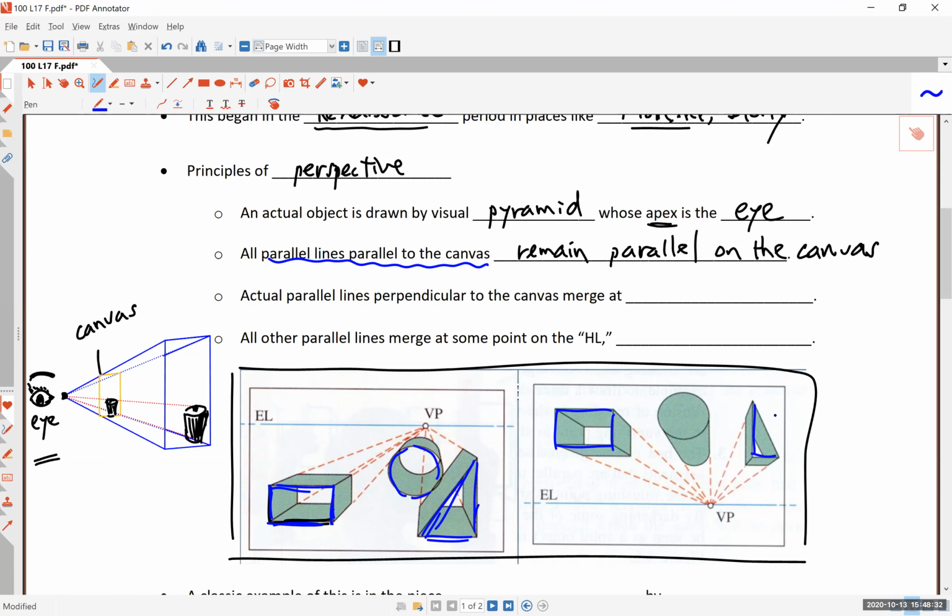And if they are parallel, like this one and this one, they will remain parallel to each other, all right, even in the painting or even in the drawing. Okay, that's what this means. And maybe I should focus on the parallel lines here. Okay, but anyway, and then let's draw in here, orange. Actual parallel lines perpendicular to the canvas will merge at a principal vanishing point.